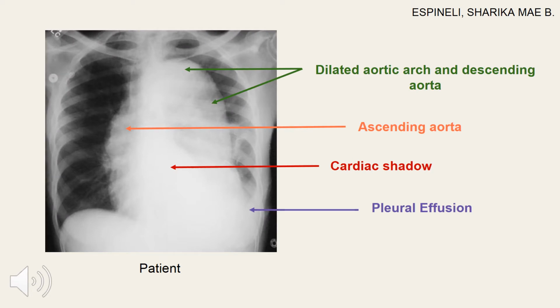The patient's radiograph shows the right hemidiaphragm still at the level of the 10th rib with sharp costophrenic sulcus. However, the left hemidiaphragm and costophrenic sulcus are obliterated, indicating possible left pleural effusion. The intercostal spaces look wide and the cardiac shadow is seen. The ascending aorta is visible on the right heart border. The aortic arch and the descending aorta are dilated.